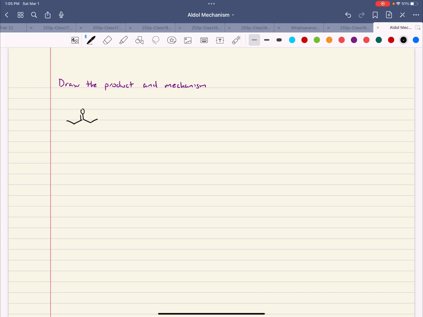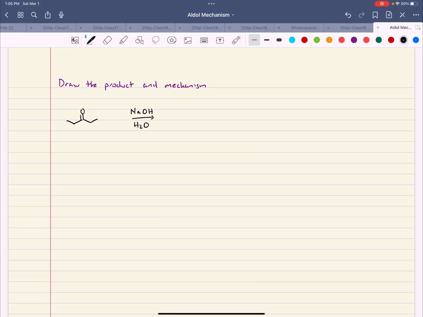Here we start out with a ketone. The aldol can start with an aldehyde or a ketone. We need an oxide base. It doesn't matter whether it's hydroxide or ethoxide or methoxide. There's definitely going to be some protic solvent because there's going to be a protonation at some point.